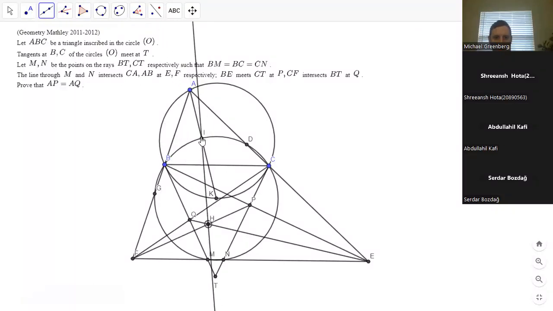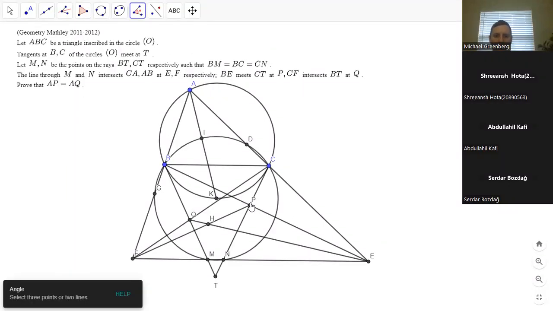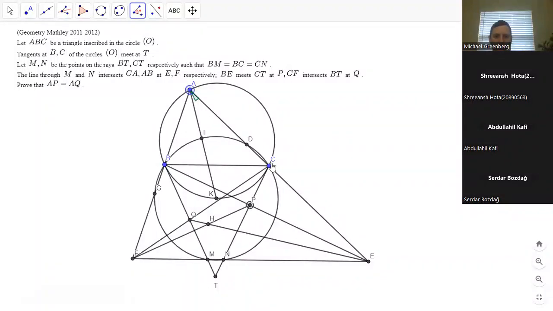Interesting. Because if we prove that, by the isogonal line lemma, AP and AQ are isogonal. If you prove that, then by the isogonal line lemma, you can do what? We can prove that AQ and AP are isogonal with respect to angle BAC. Okay, so you're saying they're isogonal. Did not realize that. Interesting.